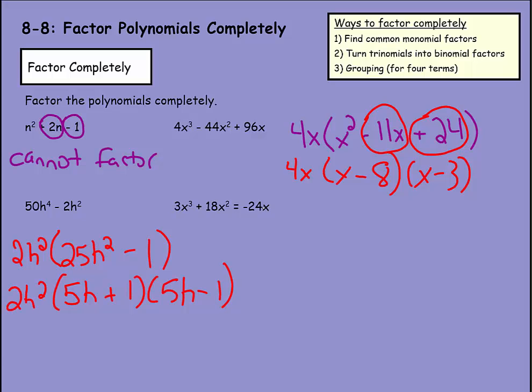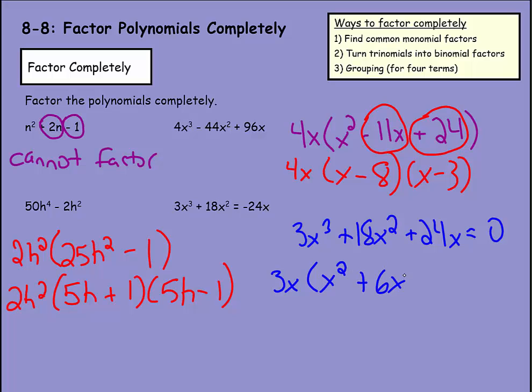For this final one, they gave me an equation, so I'd have to move this -24x over here. So I have 3x to the third plus 18x squared plus 24x equals 0. Well, I notice I can factor out an x out of all of these. I can also factor out a 3. So if we have 3x here, this would turn into x squared plus 6x plus 8, and that needs to equal 0. So now I can turn this trinomial into two binomial factors.